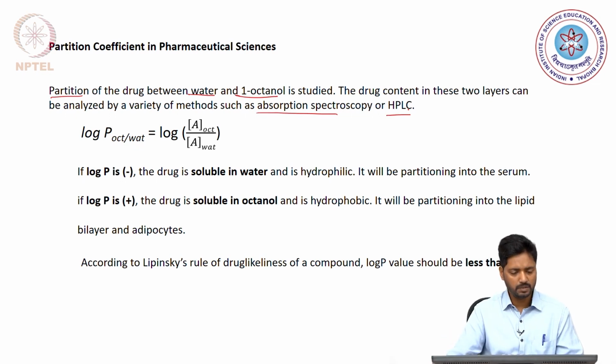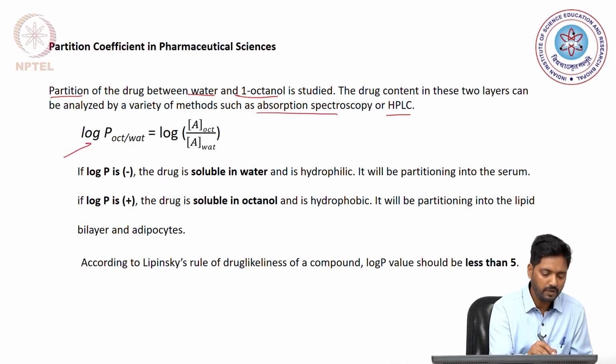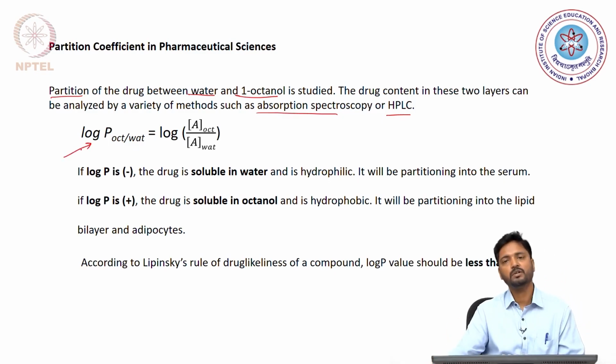So, what we will do here is that we will find out a log p value. So, the partition coefficient is expressed in terms of a log value, and this log p value is also reported for the drug molecules widely. So, this log p value is nothing but the log of the concentration of the analyte or the drug in the octanol phase now divided by its concentration in the aqueous phase or the water phase.